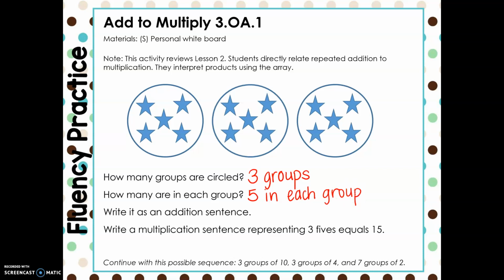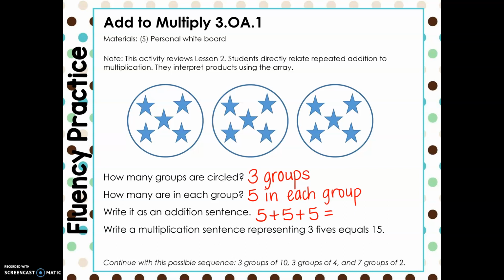So the next question says, write it as an addition sentence. This would be our practice with our repeated addition. If I know I have equal groups, I'm going to be adding the number in each group. So I have 5 plus 5 plus 5. That's where we get the repeated part from, because the 5 is going to repeat itself 3 times because there's 3 groups.